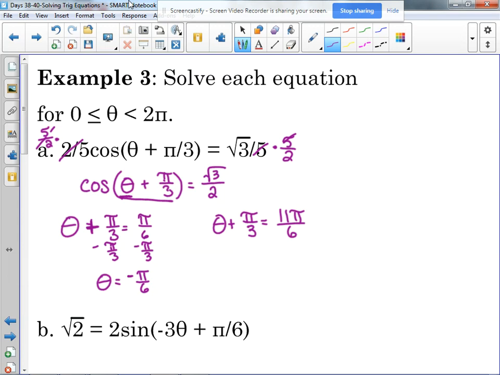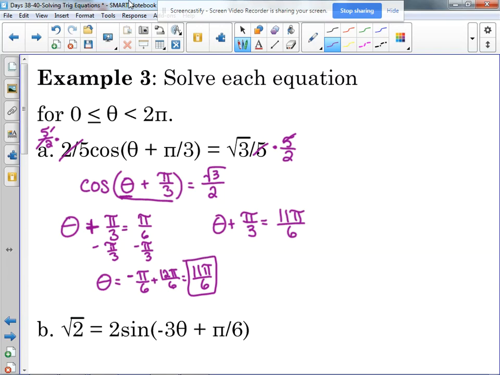Our answers have to be positive. They have to be between 0 and 2 pi, so that's why we learned about coterminal angles last week. We need to find a positive coterminal angle here for negative pi over 6. So we add 2 pi to it, which is 12 pi over 6. So negative 1 plus 12 is 11 pi over 6.